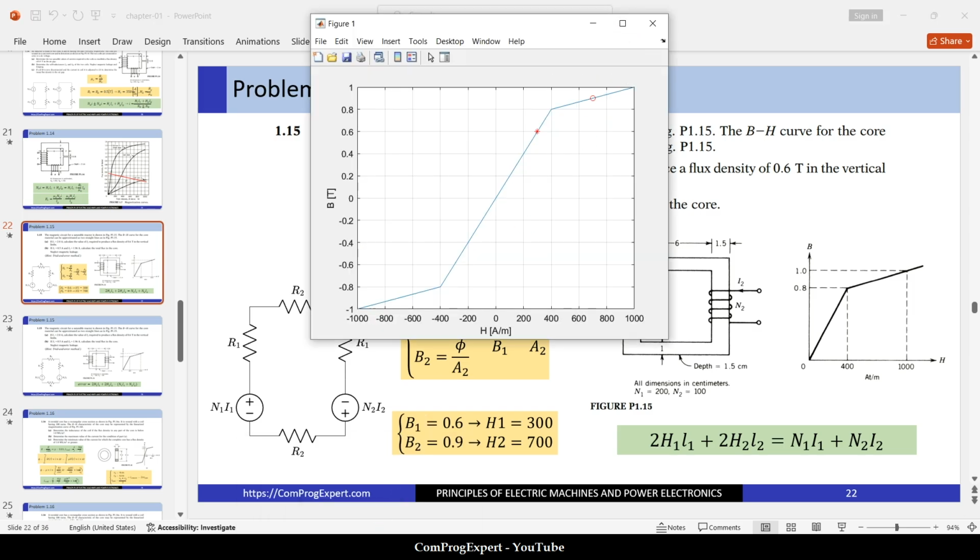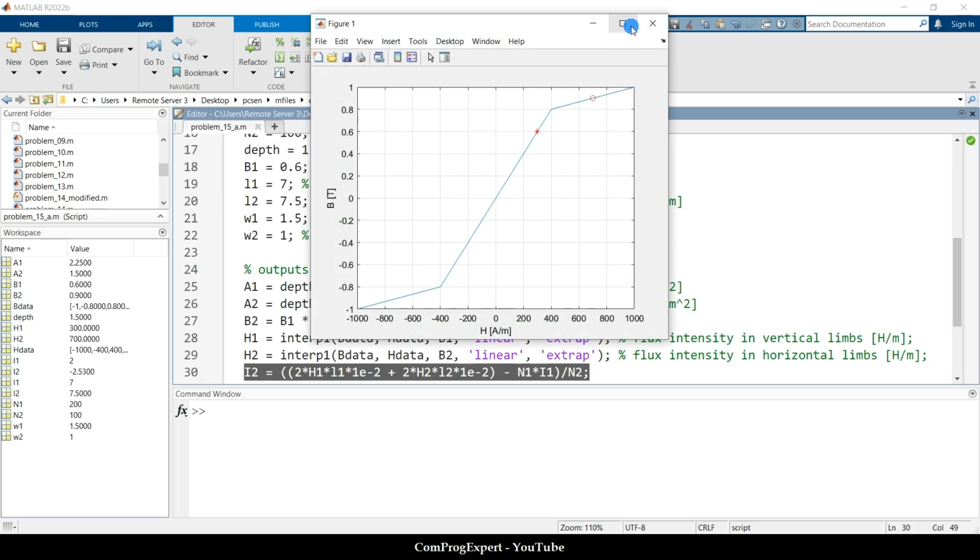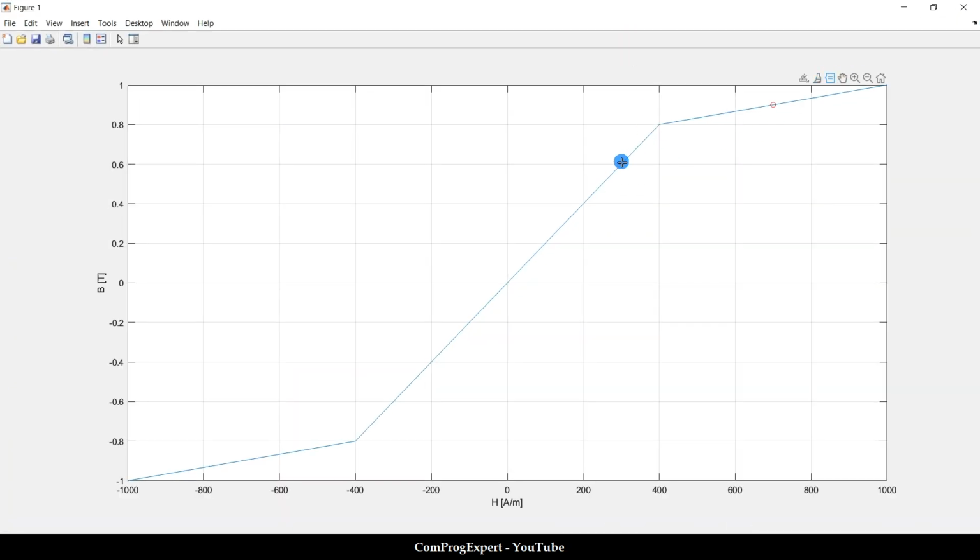So here in this plot, when we run this M file, you can see these two points. This one is for the vertical limb: B is 0.6 Tesla, H is 300. And this is for a horizontal limb: B is 0.9 Tesla and H is 700. These are the two operating points that we have here. As you can see, the flux for the vertical limb is before the knee point. This is the knee point. But the horizontal limb is in the saturated zone.